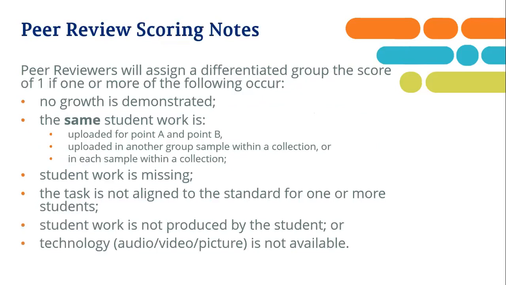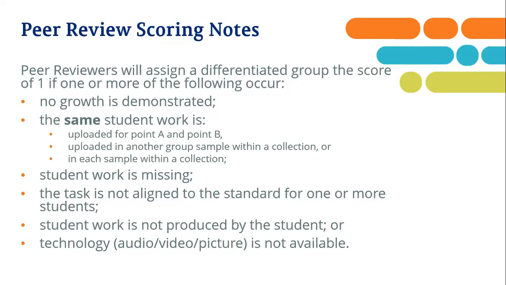It is critical that teachers check and double check the work they submit. Peer reviewers will score a differentiated group as a level 1 if any of these things occur. If no growth is demonstrated, the work receives a score of 1. If the same student work is uploaded at point A and point B, or the same student's work is uploaded in 2 or more differentiated groups within a collection, the score is a 1. If the student work is missing, the peer reviewer will score that group as a 1.